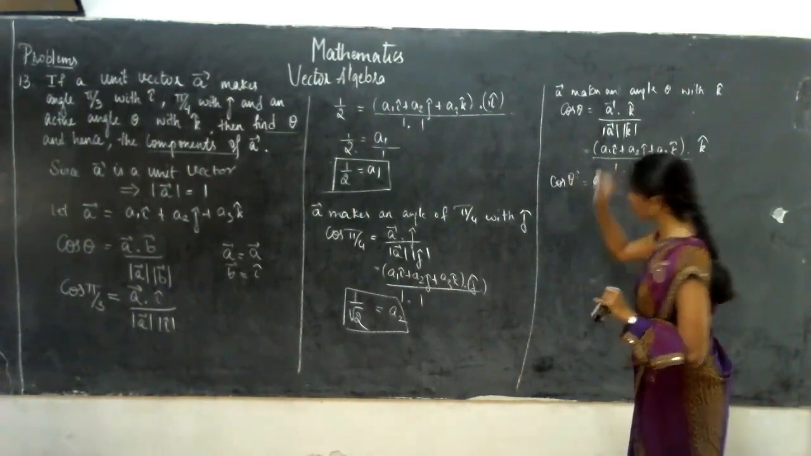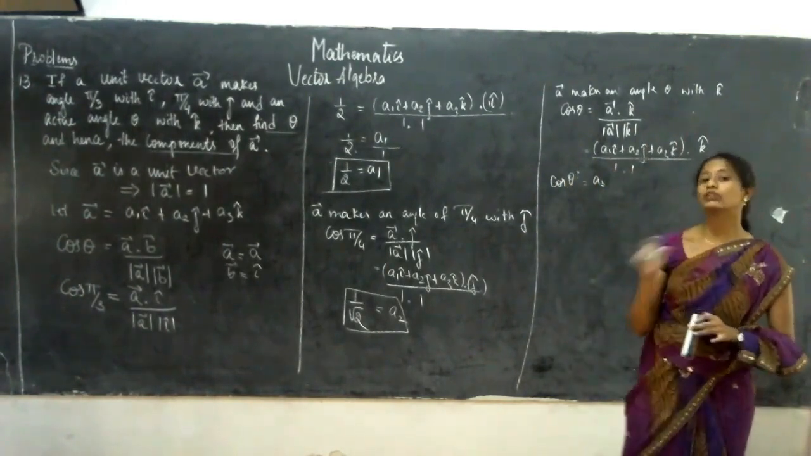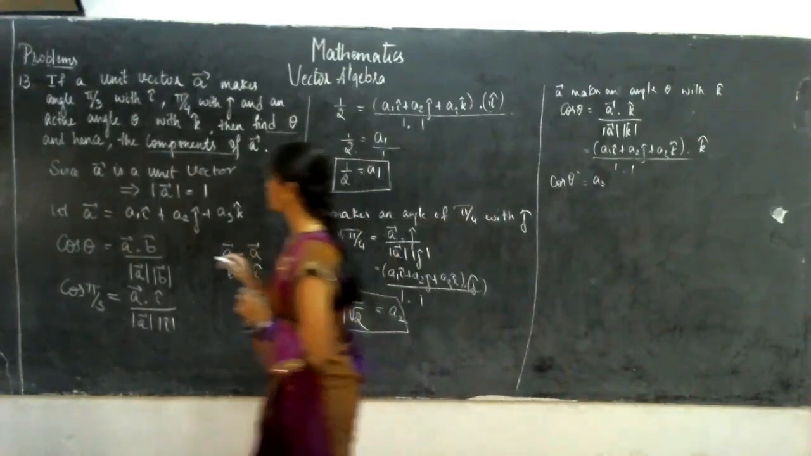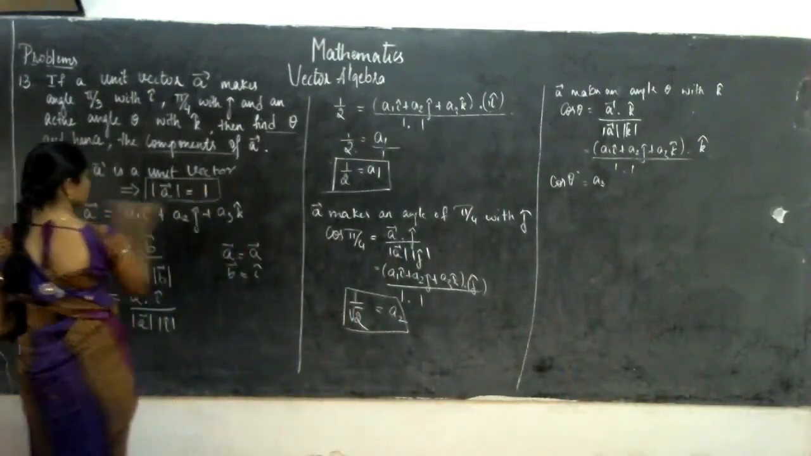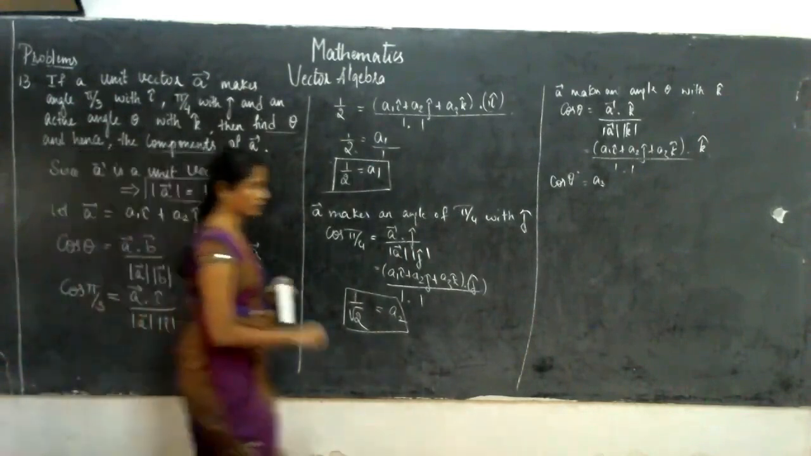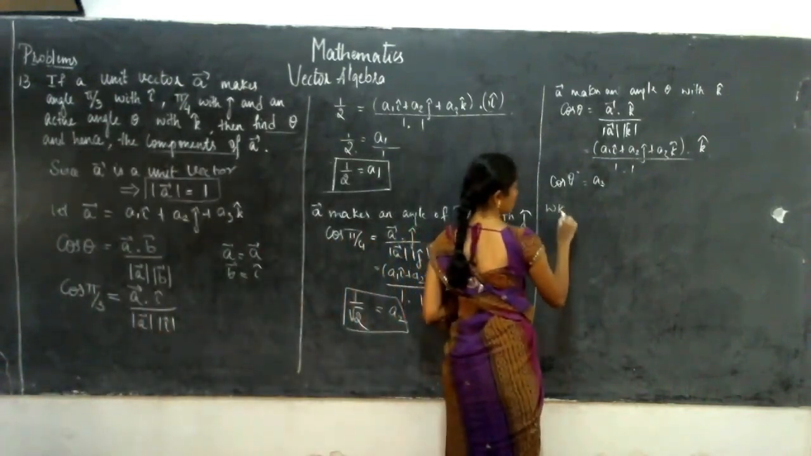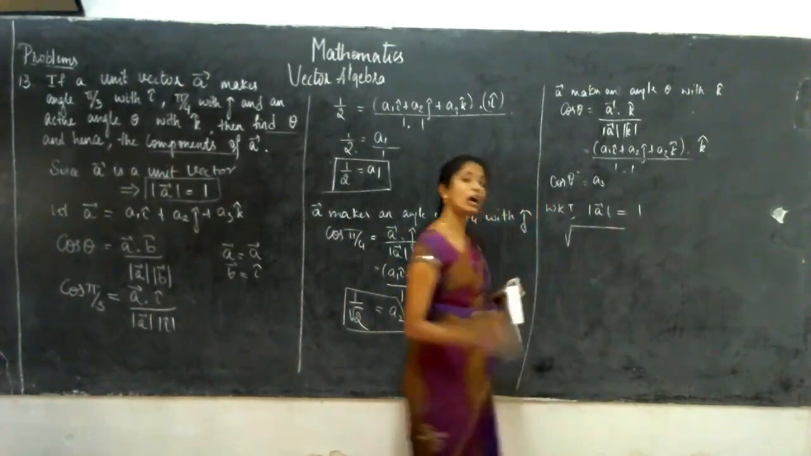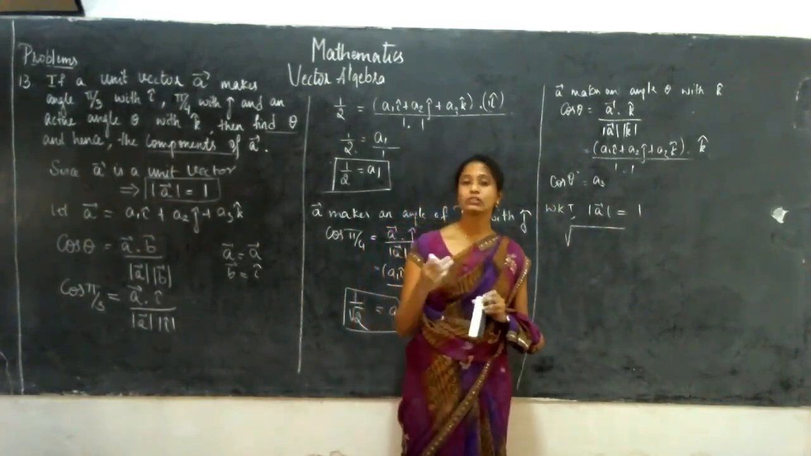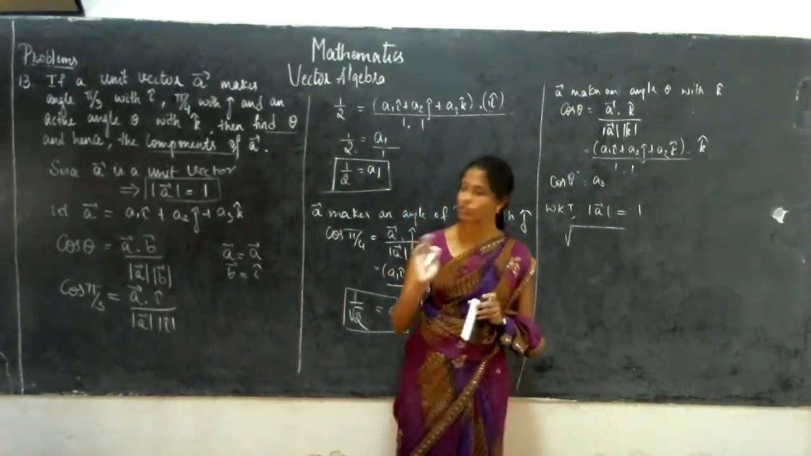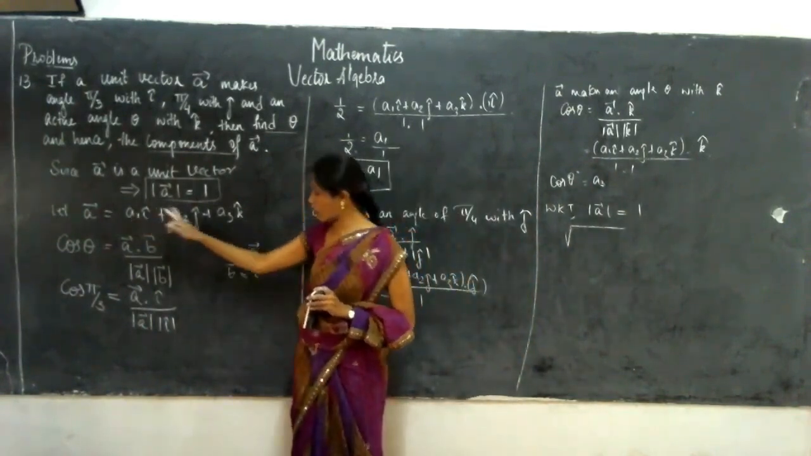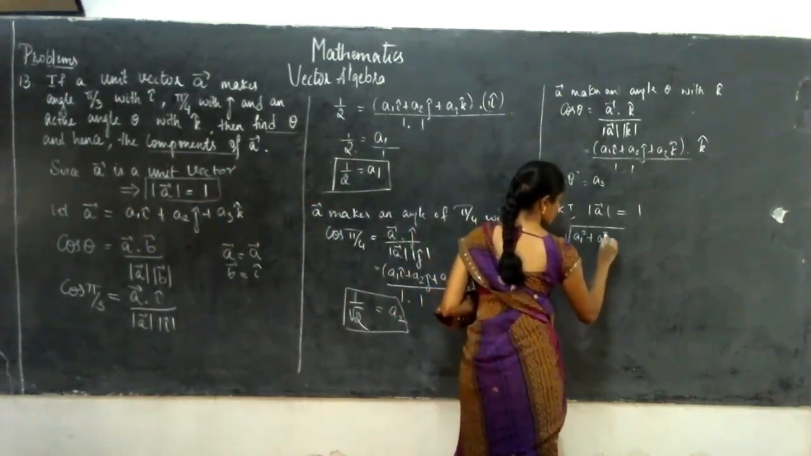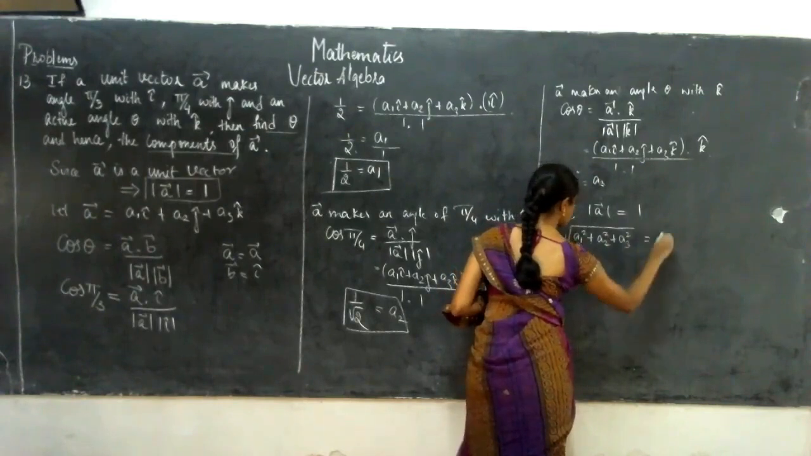A3 is equal to what we got? Cos theta. But here, you need to find theta. Now, how to find this angle theta? We have a clue where we are told that magnitude of vector A is equal to 1. So, we know that magnitude of vector A is equal to 1. This implies root of. How we find the magnitude? We find the magnitude as root of x square plus y square plus z square. So, if you have root of A1 square plus A2 square plus A3 square, A1 square plus A2 square plus A3 square is equal to 1.